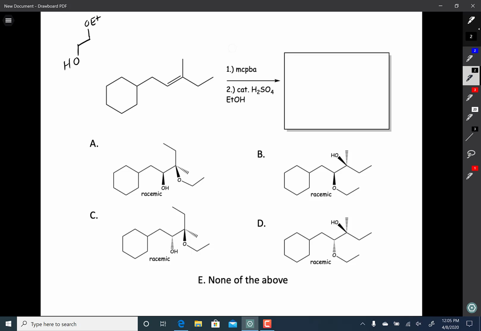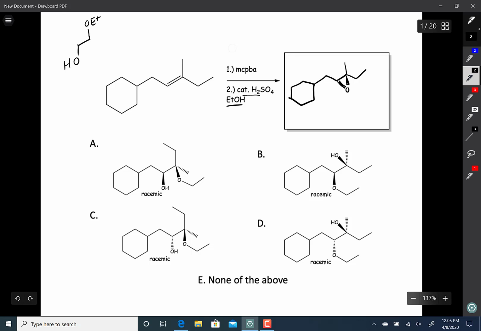So when we do this reaction, the first thing that happens is the epoxide forms. Okay, I'm going to put it like that. It's kind of a placeholder. And then the ethanol is going to add.